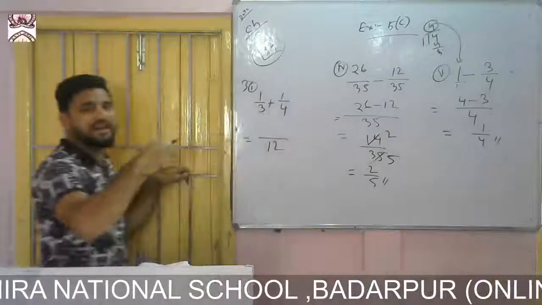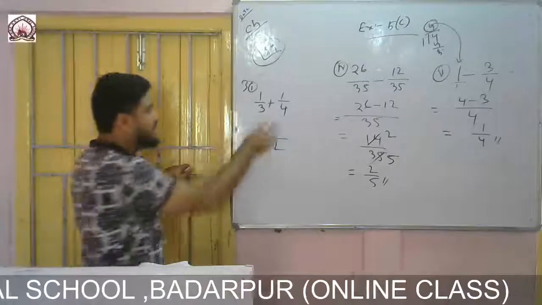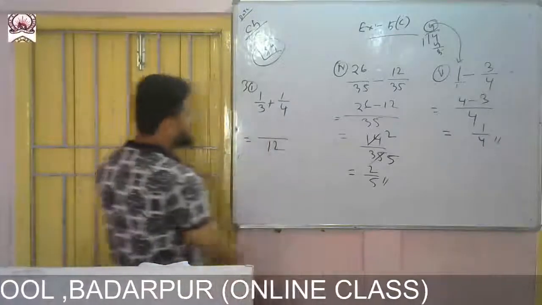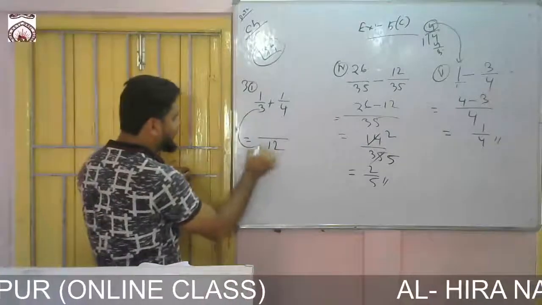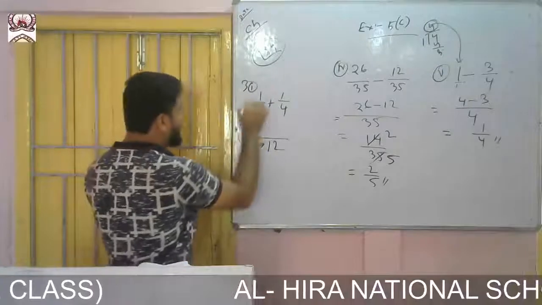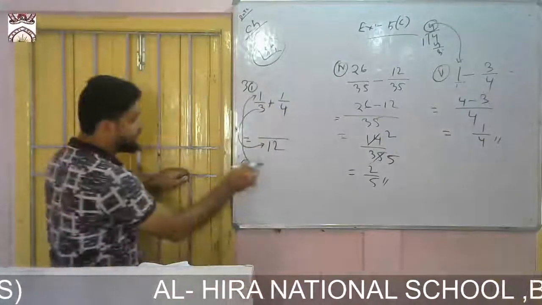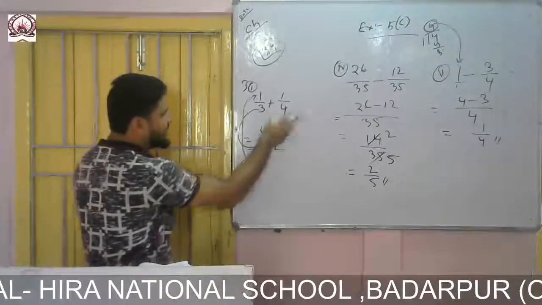So whenever you cannot divide with any number, we multiply the denominators. So 3 4s are 12. If we divide 12 by 3, we get 4, and this 4 should be multiplied with the numerator. So 4 1s are 4. You apply the same thing on that side also.